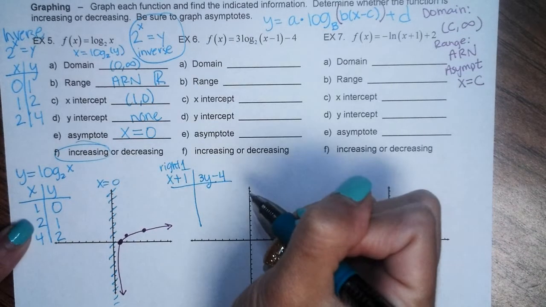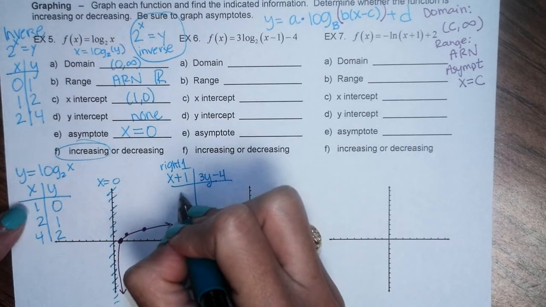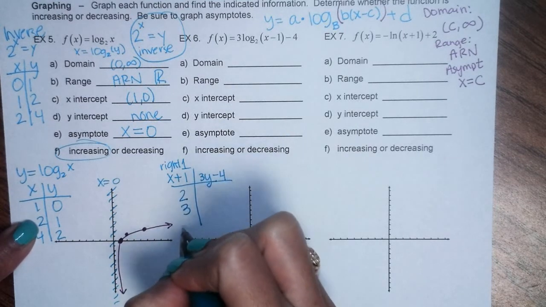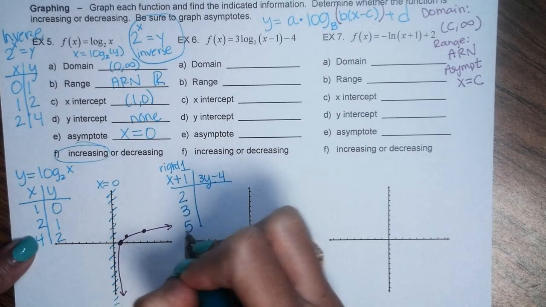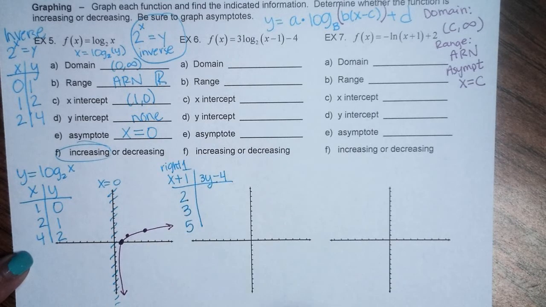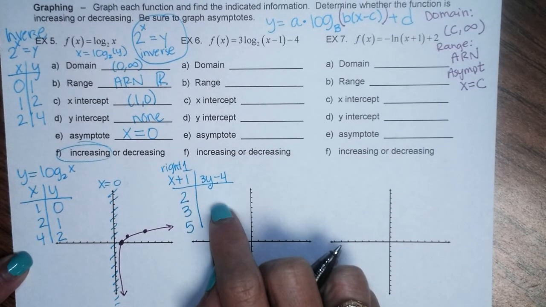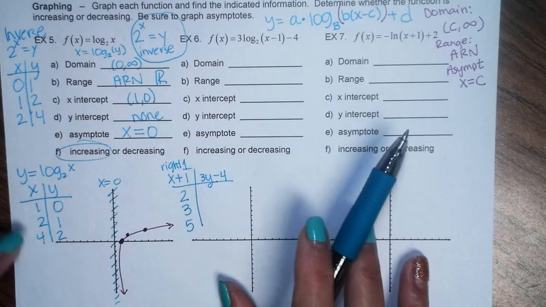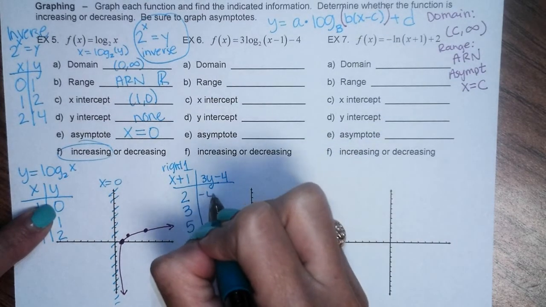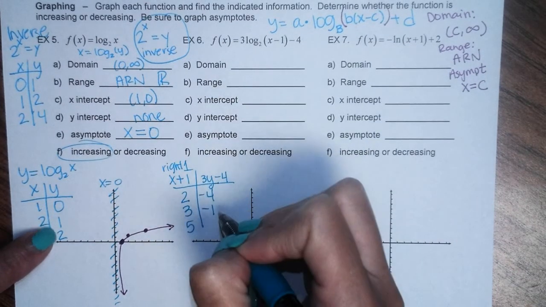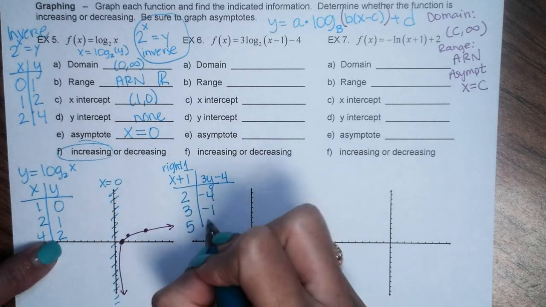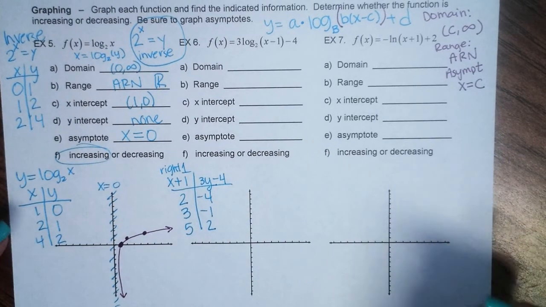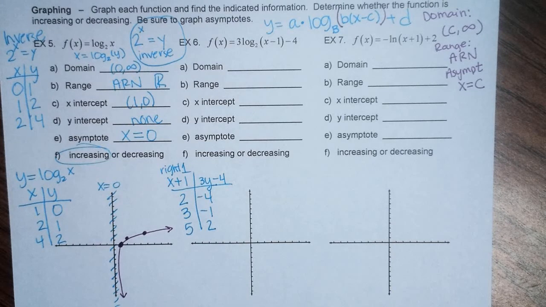So I'm going to do x plus 1. 1, 2, 3, 5. And now I'm going to do the y values. So for the y values, I'm going to do 3 times y minus 4. Negative 4. Negative 1. 2. I think that looks right. If not, someone say something.